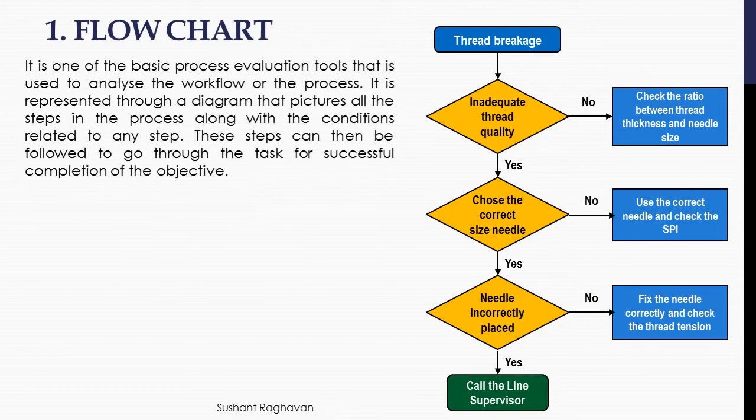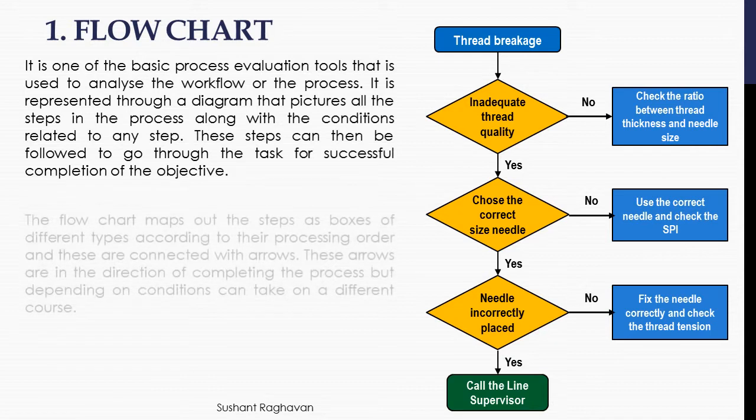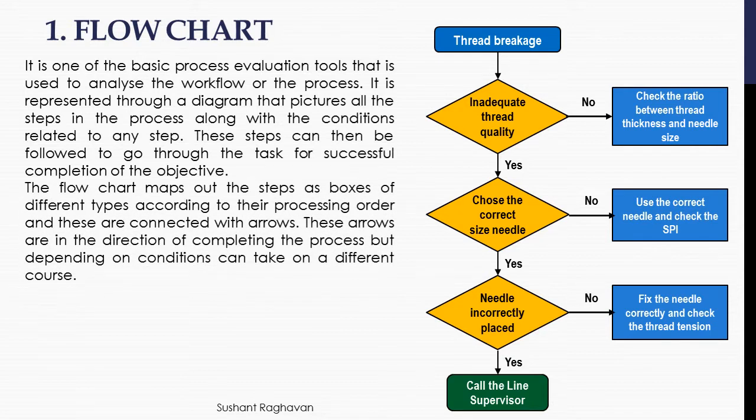It is one of the basic process evaluation tools that is used to analyze the workflow of the process. It is represented through a diagram that pictures all the steps in the process along with the conditions related to any step. These steps can then be followed to go through the task for successful completion of the objective. The flowchart maps out the steps as boxes of different types according to their processing order, and these are connected with arrows. These arrows are in the direction of completing the process, but depending on conditions can take on a different course.